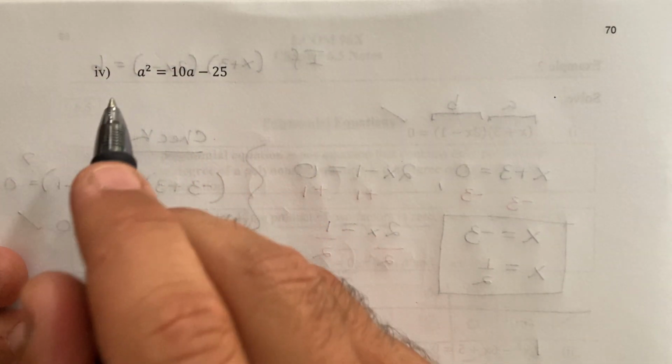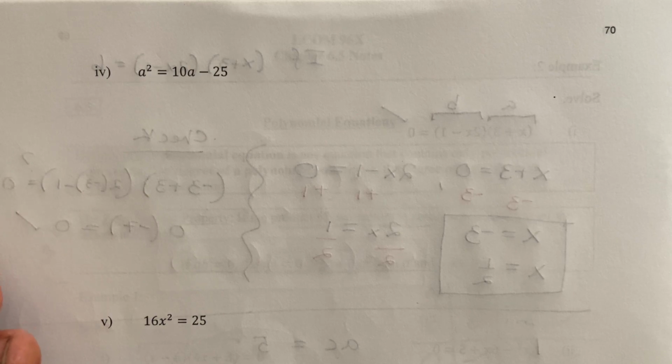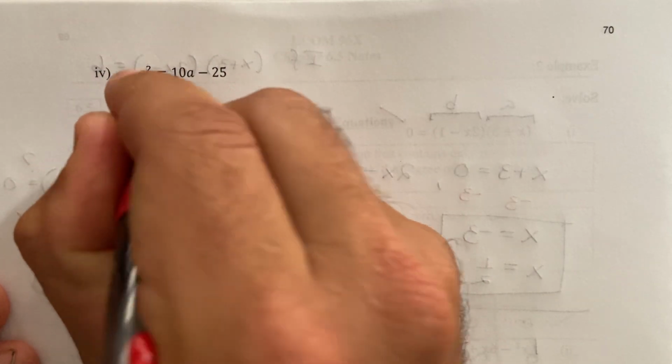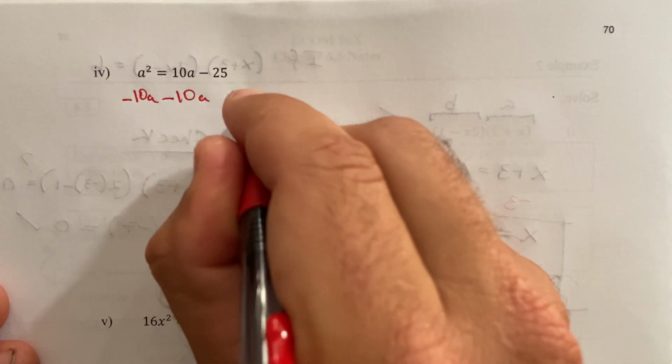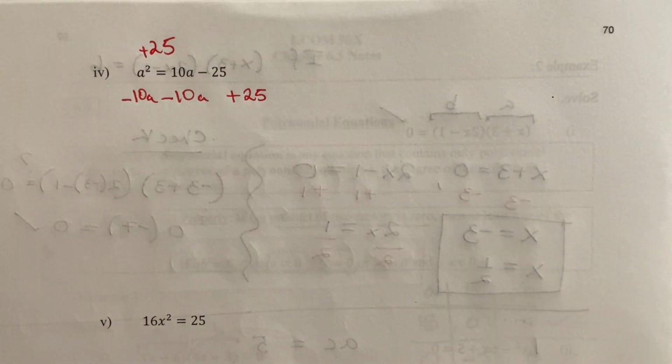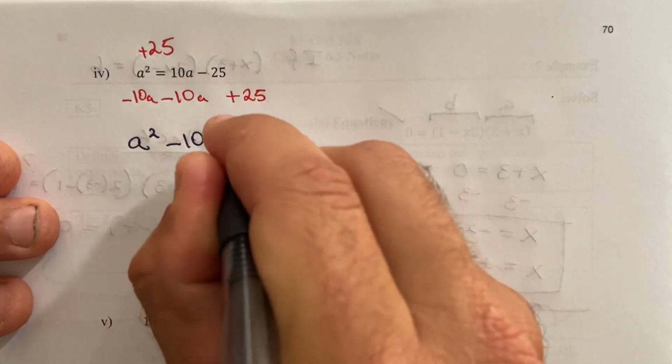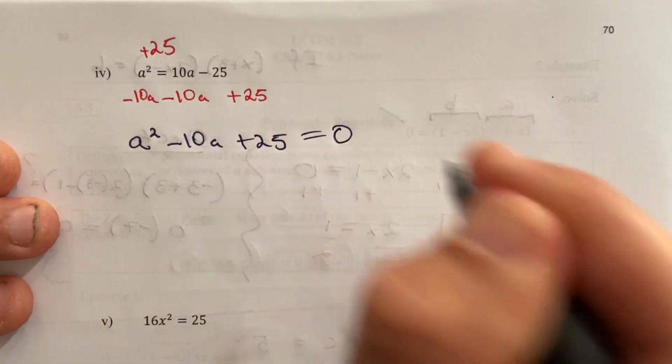So part 4, this is on page 70. Again, like I was just saying, we need our 0. I'm just going to choose to bring everything to the left, but it actually doesn't matter what side you choose. So I'm going to bring this 10a over, and then I'll add this 25 at the same time. Kind of messy work there, but I'll say a squared minus 10a plus 25, right? That now equals 0.